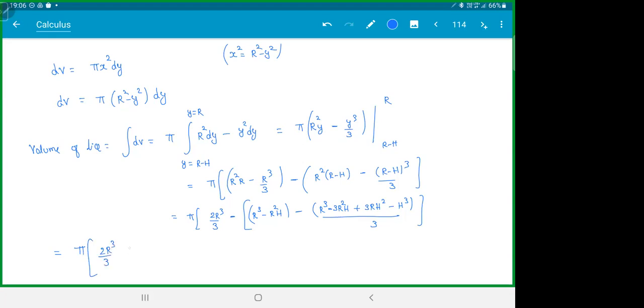2r cube by 3 minus r cube plus r square h minus r cube by 3, minus will be plus, 3 will cancel, r square h minus r h square plus h cube by 3.